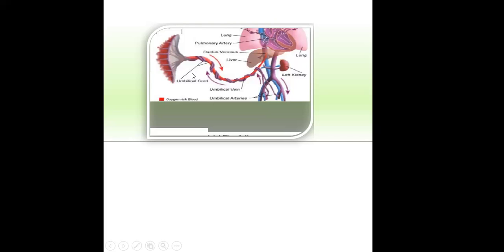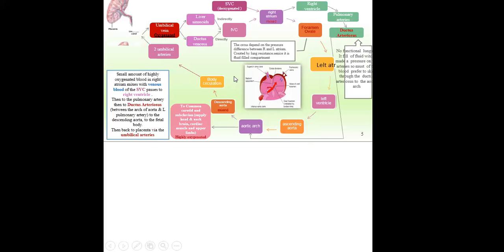You should not be confused that we call it a vein, and they have given it the red color because it carries highly oxygenated blood, as they have shown here. This is oxygen-rich blood, and the arteries have less oxygen.